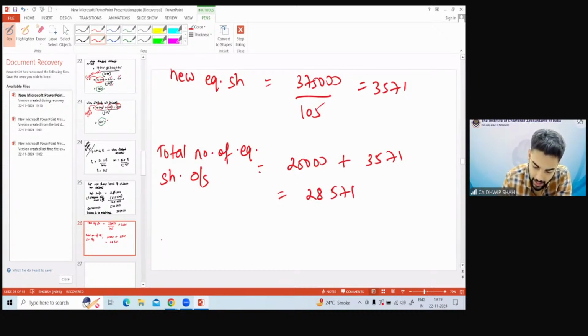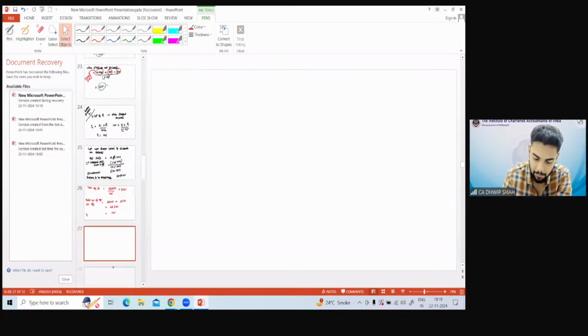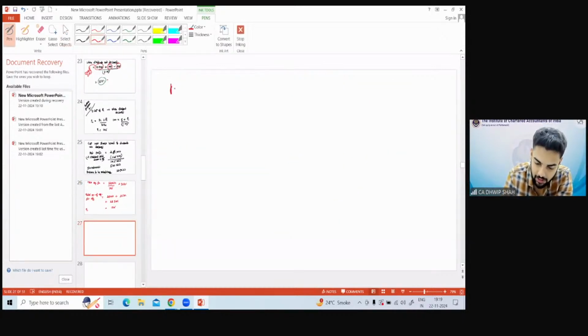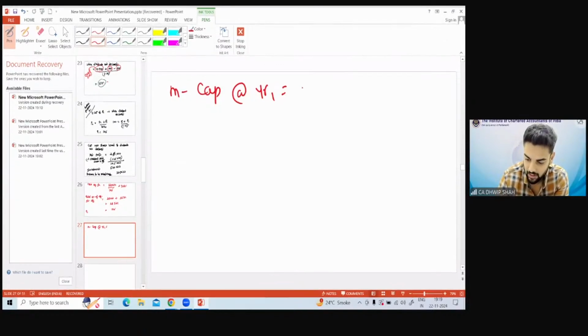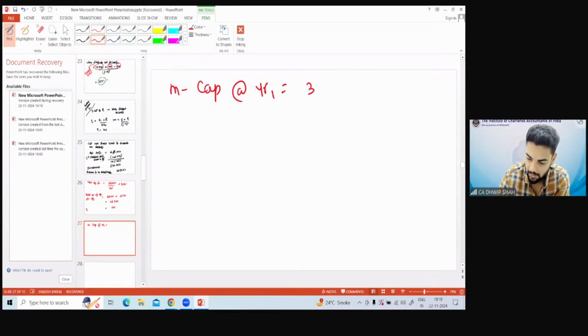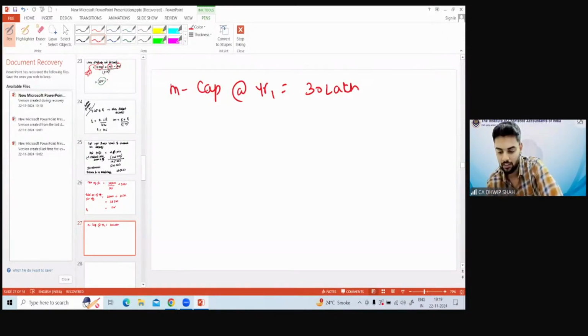Correct? And if we multiply it by the price, can I say I will get the approximate market cap at the end of year 1? Market cap at the end of year 1, how much did it come? 28,571 multiplied by 105 is approximately 30 lakhs. Yes, let's take the round figure. So this is the market cap approximately at the end of year 1, which is 30 lakhs.